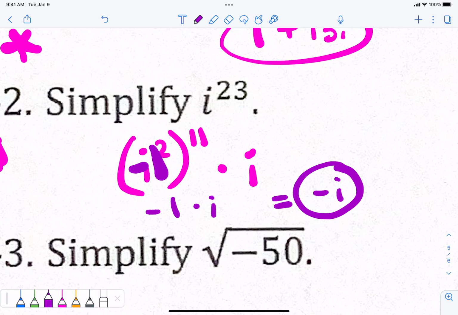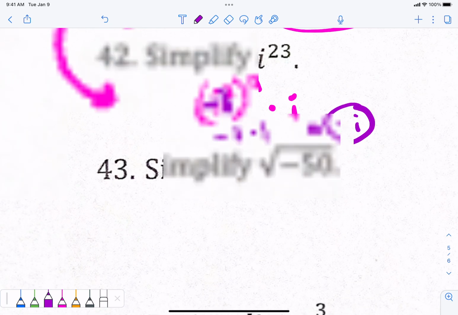it's going to have an i in it. If it's an even exponent, it's going to be either 1 or negative 1. If it's divisible by 4, it's going to be positive. If it's one greater than divisible by 4, it's positive. If it's one less, then it's negative. Not divisible by 4 is negative. Divisible by 4 is positive. That's like the trick.